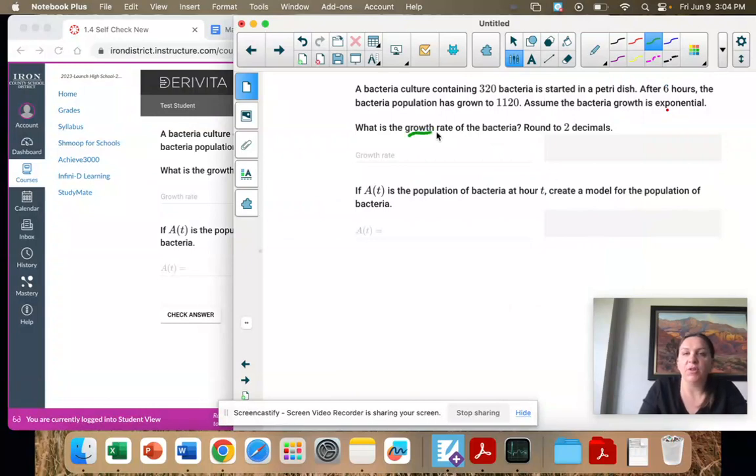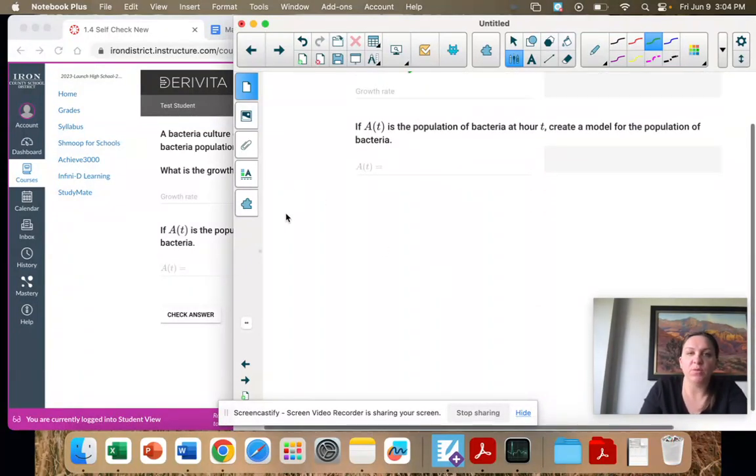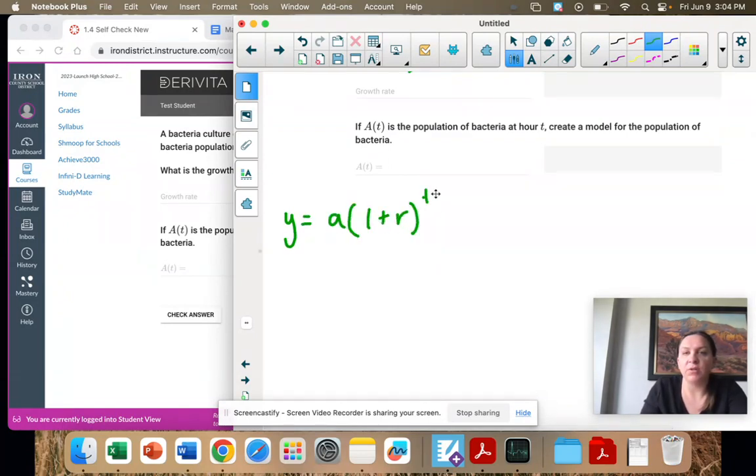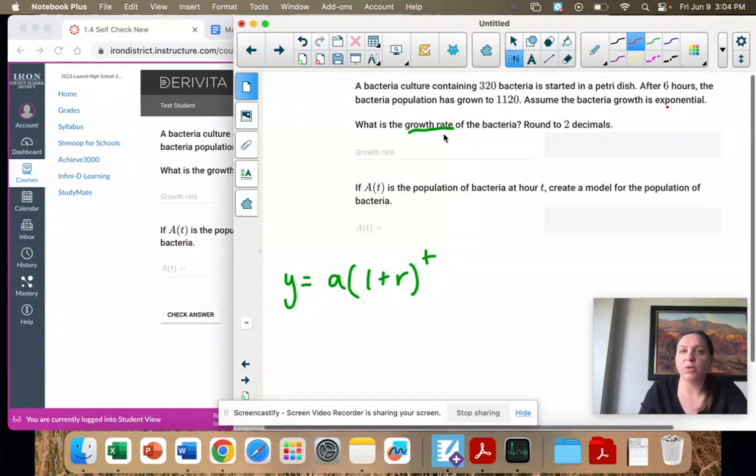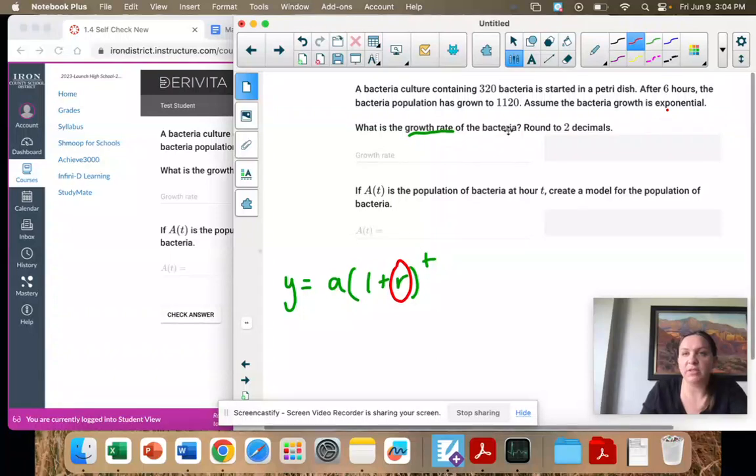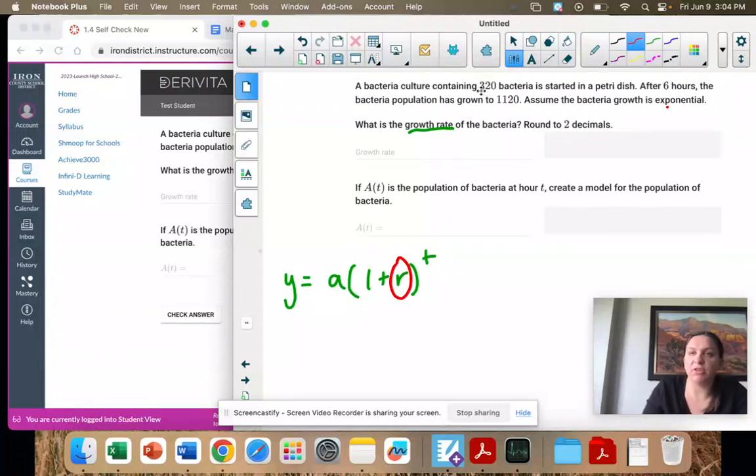So we're looking at growth, so we're going to use the formula for growth: y equals a(1 plus r) to the t. And it tells us what we need. We're looking for r. So let's go through and see what we have. We're starting with 320. That's a, our initial value. And then 6 hours goes by. That's our time, t equals 6. And the bacteria population has grown to 1120. So we're actually given this amount. That's our ending population.